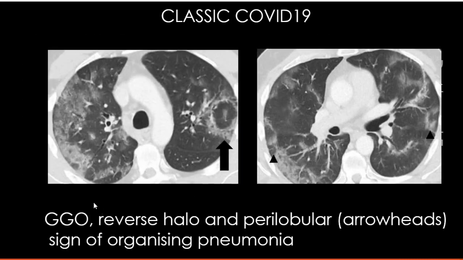Ground glass opacity with reverse halo and perilobular sign of organizing pneumonia. Reverse halo means an area of whiteness surrounding a black area. Halo means we find a dense or white area surrounded by a black or hypodense rim, but in reverse halo we find the hypodense rim surrounded by a white area. This is the perilobular sign of organizing pneumonia, the ground glass perilobular sign.